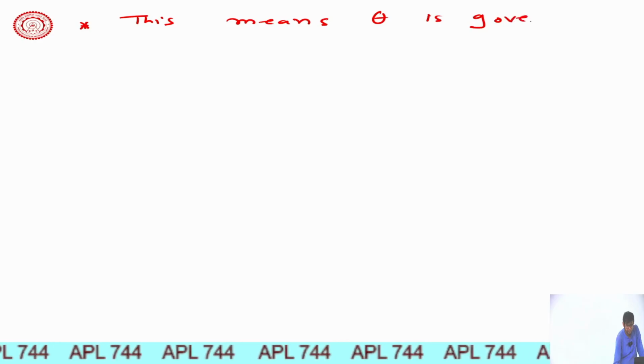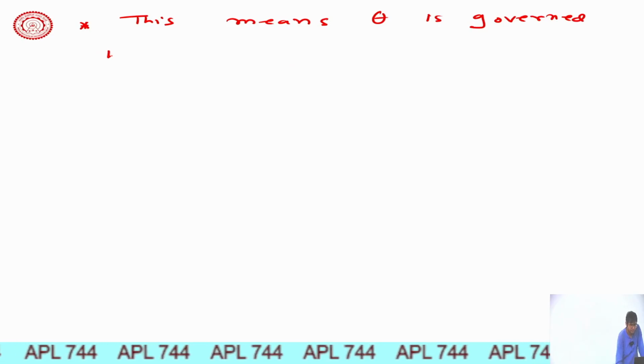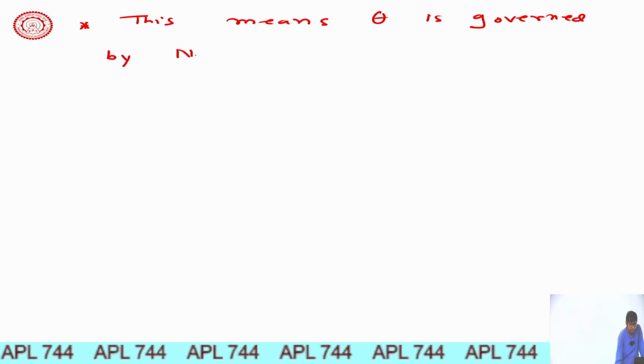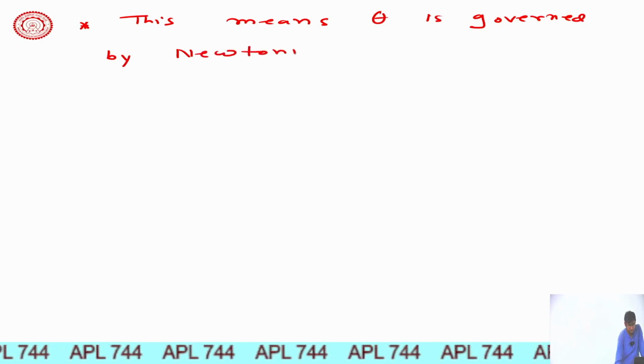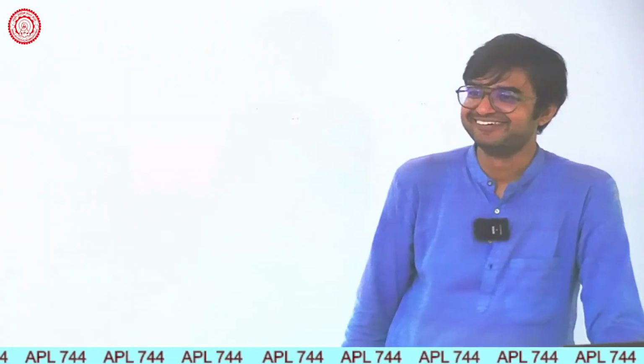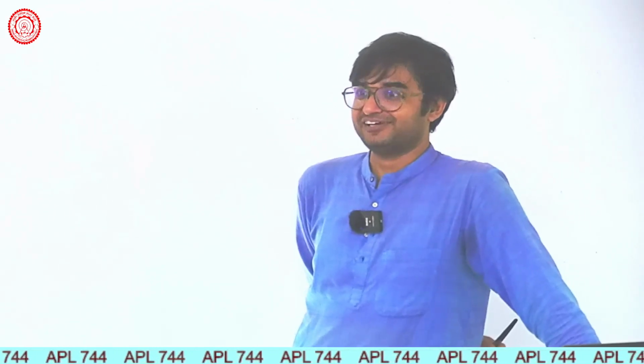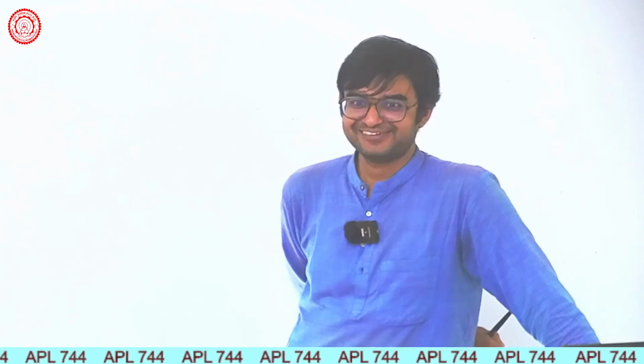This means theta is governed, not only theta, actually m also, I mean the particles here, is governed by Newtonian mechanics. Okay, one question, what is the difference between Newtonian and Eulerian mechanics? Why am I using the term Newtonian and not Eulerian? So Newtonian is for particles, Eulerian is for rigid body. So that's why Eulerian has the Euler's axiom you have read, but you have read Newton's law.